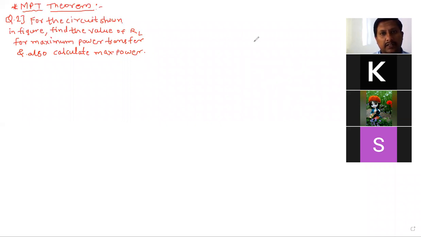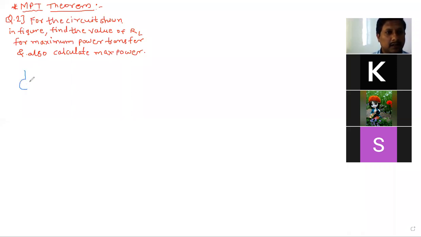Once again, read the question, everyone. For the circuit shown in figure, find the value of RL, that is the load resistor, for getting maximum power transfer from source to the load, and also calculate that P max. We call it PL max or P max, that we have to calculate.